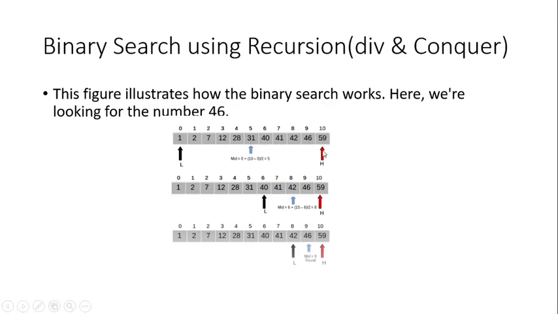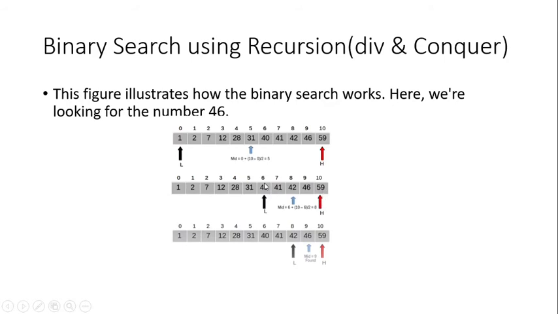So the high will remain the same. The low will be shifted to this 31. So low, in fact, can be shifted to mid plus 1, which is 4. Now this whole part of the array on the left-hand side we ignore. Rather, my new array will be 40 to 49.